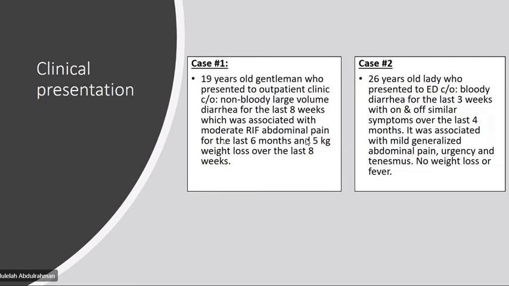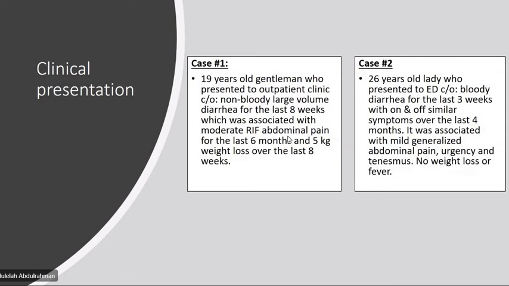large volume diarrhea for the last 8 weeks, which was associated with moderate right iliac fossa abdominal pain for the last 6 months and 5 kg weight loss over the last 8 weeks. So guys, what do you think? Is this ulcerative colitis or Crohn's? Most likely again, anyone? Just open the mic and speak. Crohn's disease. So most likely it's Crohn's disease.